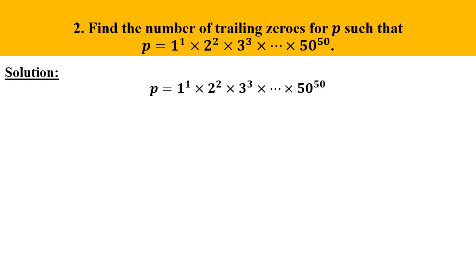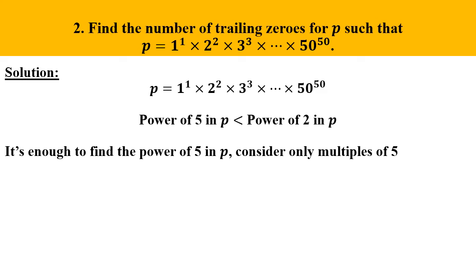So our next question is to find the number of trailing zeros for P such that P equals 1 power 1 into 2 power 2 into 3 power 3 into etc., up to 50 power 50. To calculate the number of zeros, we need to determine the power of 10 in P. To find the power of 10, we need to find the power of 5 and 2. Then we have to multiply them together and find the power of 10.